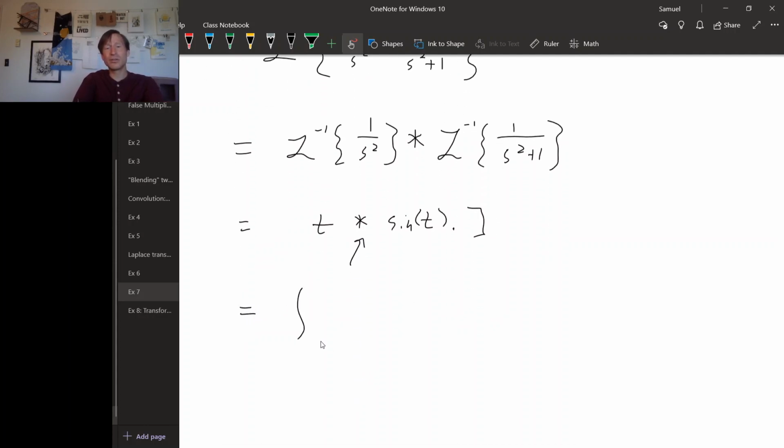This convolution integral is doable. It's the integral from 0 to t of tau times sine of t minus tau, which I hope looks doable. It's just a little exercise in using integration by parts, so it's not that bad. And in fact, I think that this integral would be easier to work out than the partial fractions decomposition of the thing that we started with. So in this case, the convolution theorem gives us an out.